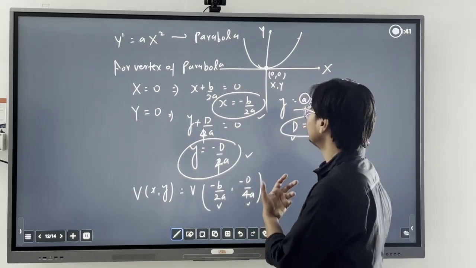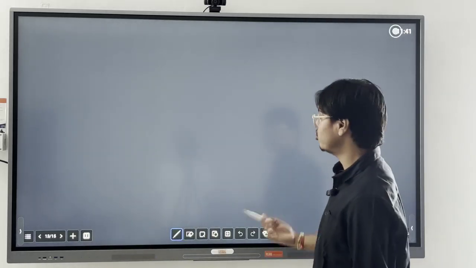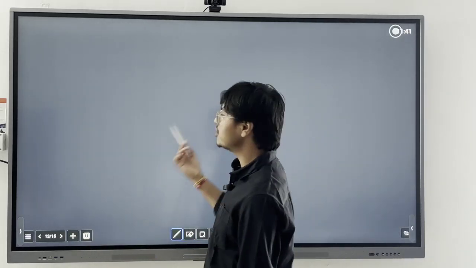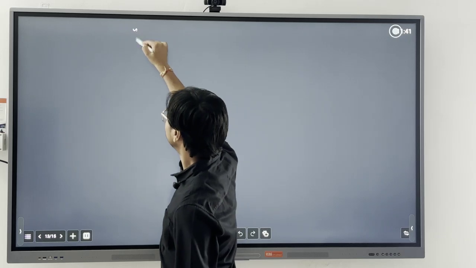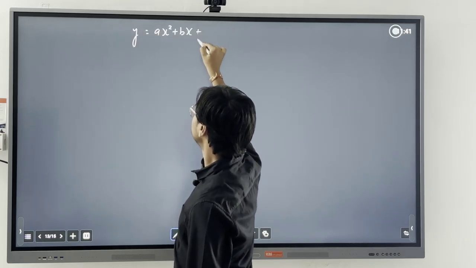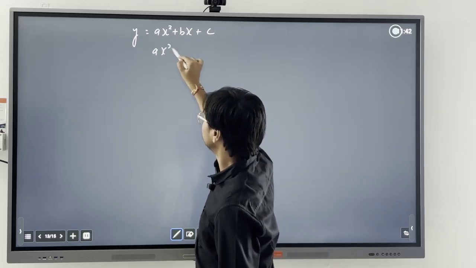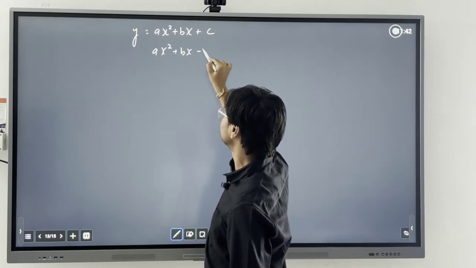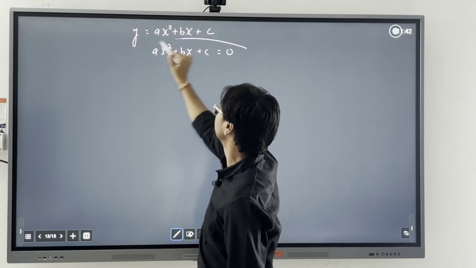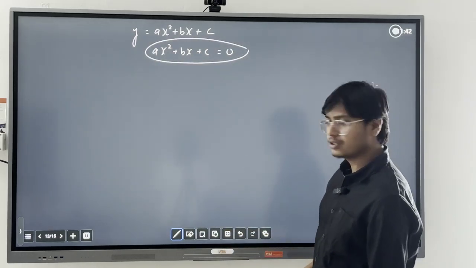How to find the quadratic equation? If the function becomes 0 or any constant, then the quadratic function will become a quadratic equation. Like y is equal to ax square plus bx plus c is a quadratic function. But if we equate this function equal to 0, that is ax square plus bx plus c equals 0, then that will become the quadratic equation. So an equation has solutions.